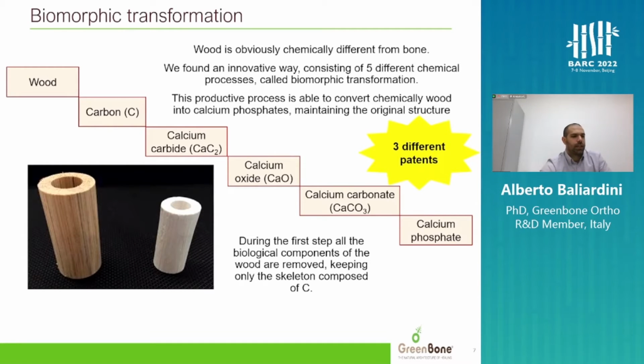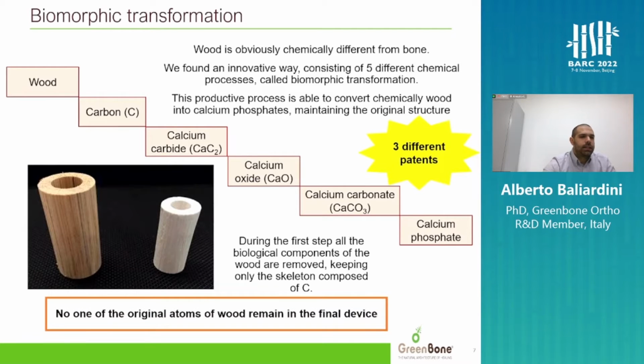A series of successive chemical reactions have been developed, which applied in series give rise to the production process of the material. Its transformation must take place at well-defined temperature and pressure in order to keep the 3D structure intact. This process, which overall takes the name of biomorphic transformation, managed to convert wood into calcium phosphate, the same mineral component of bone, while maintaining the original 3D structure.